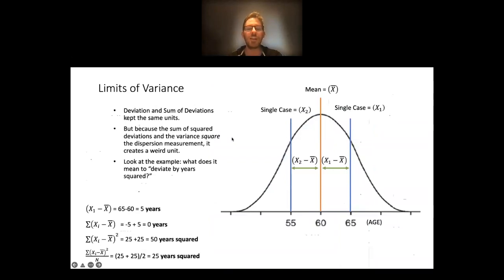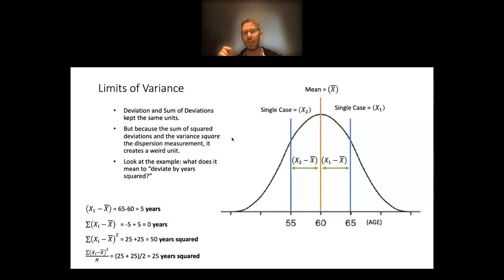Deviation and sum of deviations keep the same units that you would have. But the sum of squared deviations and the variance, the squared dispersion measurement, creates a weird unit. So let's say that this graph on the right is a distribution of age. So we have 55, like 60 is the mean age in this data set. When you're doing all of these calculations of deviance, of sum of deviations, of the sum of squared deviation, you're still working in terms of years.